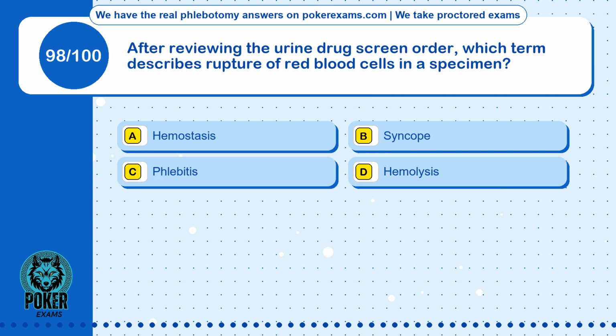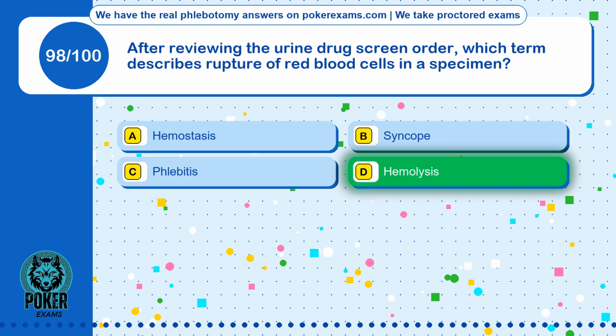Question 98. After reviewing the urine drug screen order, which term describes rupture of red blood cells in a specimen? Option A. Hemostasis. Option B. Syncope. Option C. Phlebitis. Option D. Hemolysis. The correct answer is option D.